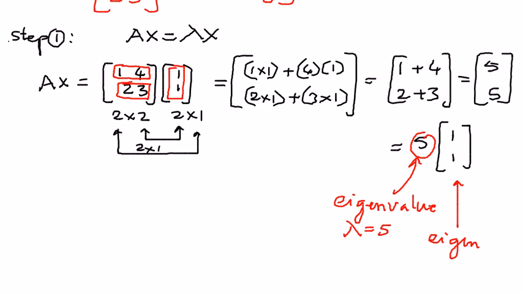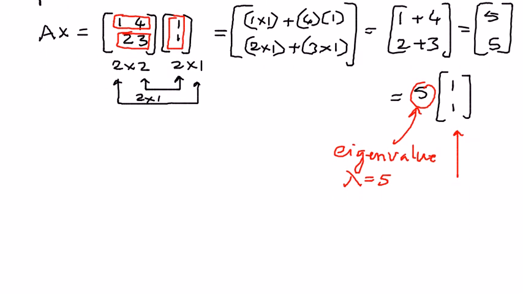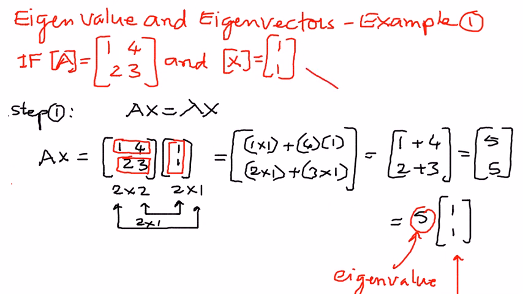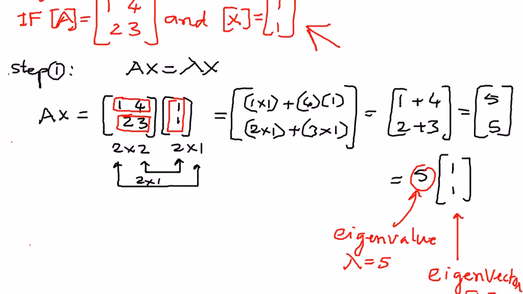Let me write it a little bit more clear. This is called the eigenvector. And the eigenvector, this is the given vector, isn't it? 1 and 1 was the given vector to start with. That is what we have here. That is the vector we started with.